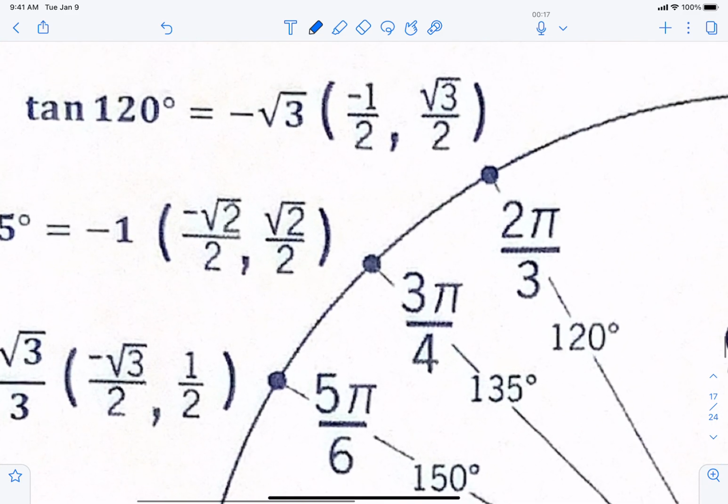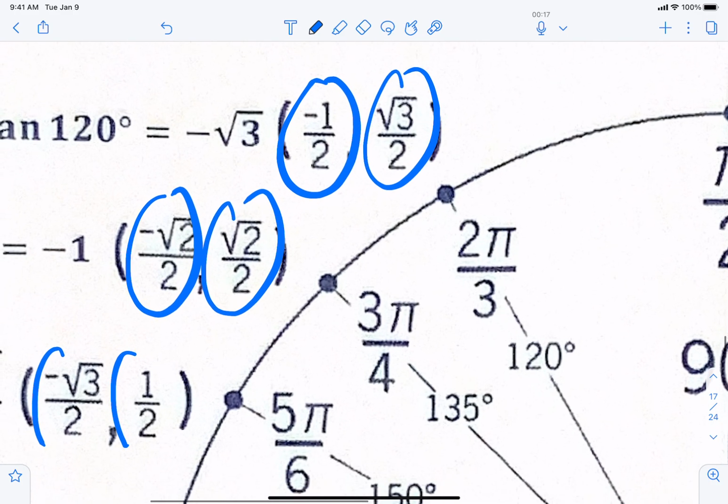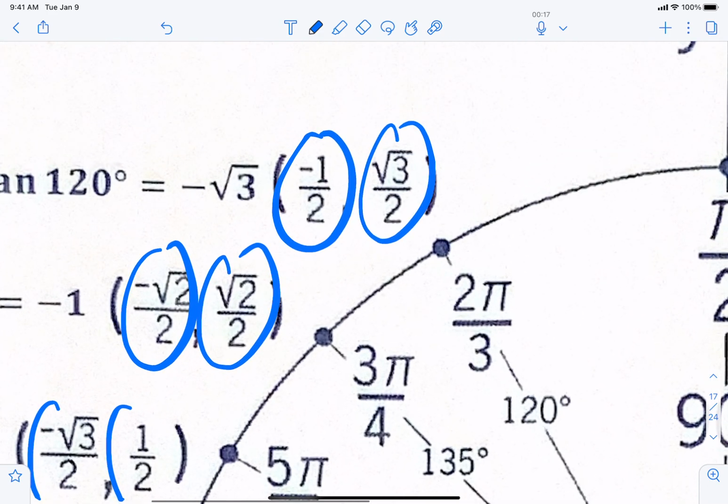Over here, look at all the x coordinates. Every single x coordinate here is negative. Every single y coordinate is positive. So sine is going to be positive. These are the sine values, and these are the cosine values. All the cosines are negative, all the sines are positive, yes?